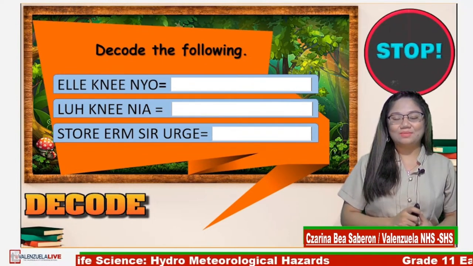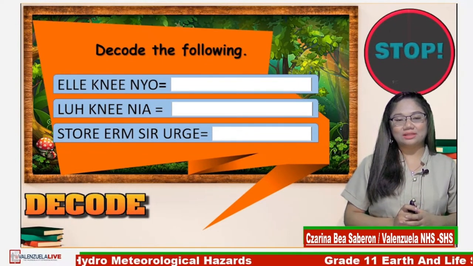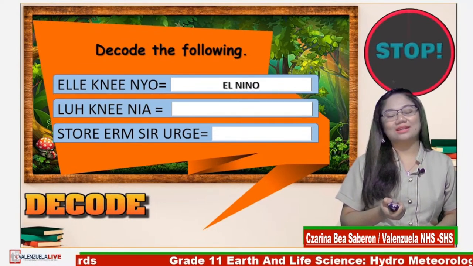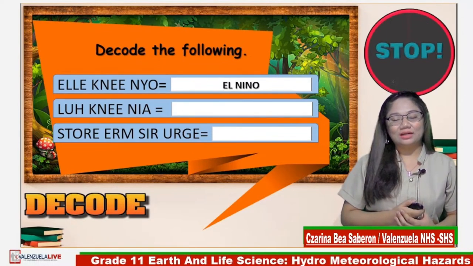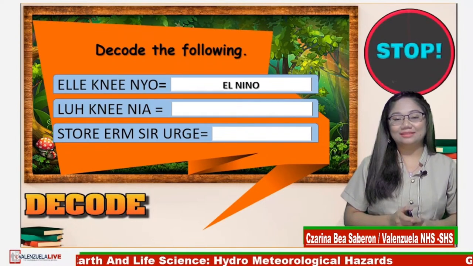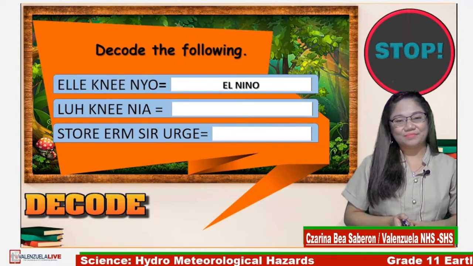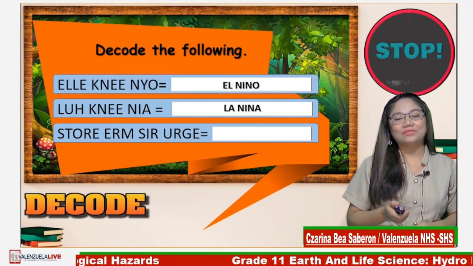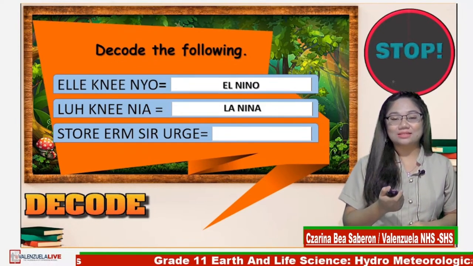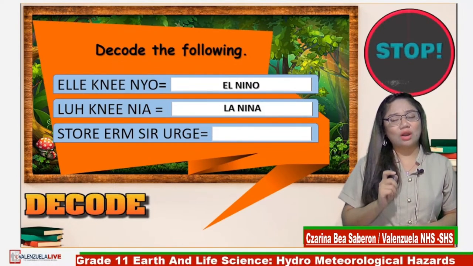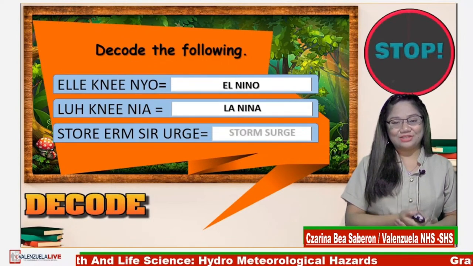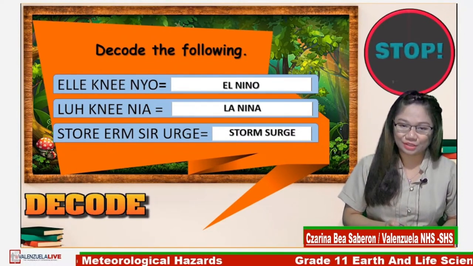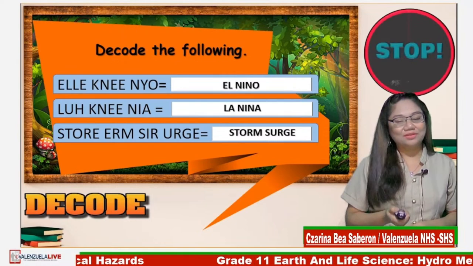For this set of words, I'll be giving you another 10 seconds to think about the answers. All right, time's up. First one, "L Niño". Well, very obvious answer. You must get it correctly. It is El Niño. Next, we have La Niña. You must have answered La Niña. And lastly, let's have "Storm, Sir, Urge". That word must be very good. Storm surge.